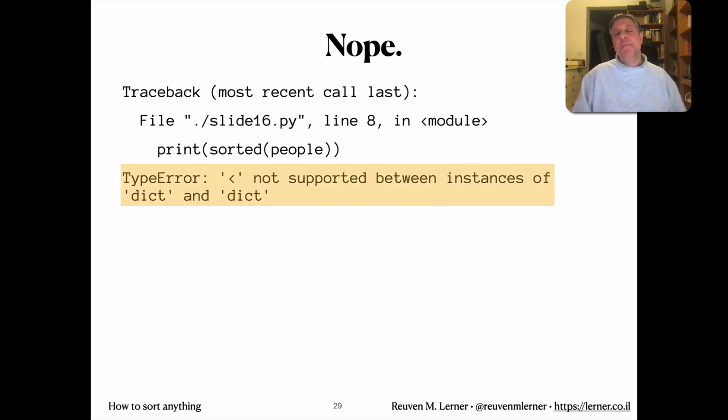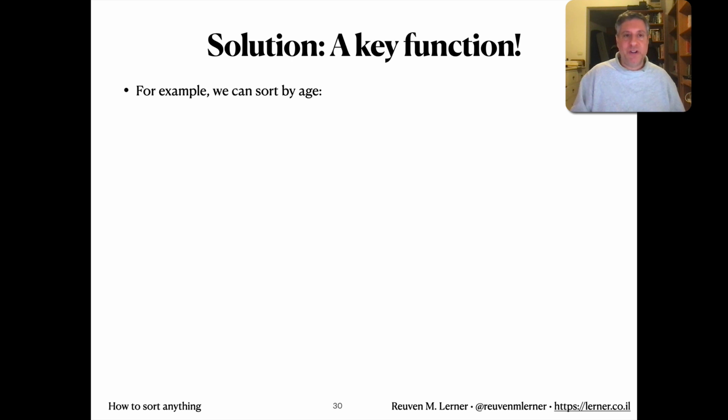And the reason is because less than is not supported between instances of dict and dict, meaning you can't say, is this dictionary less than this other one or greater than this other one? You can find if they're equal, but you can't compare them in terms of less than. But we can have a key function. For example, we can sort by age.